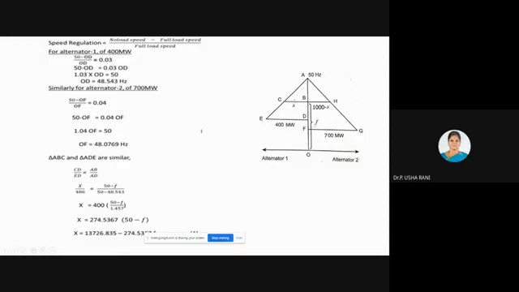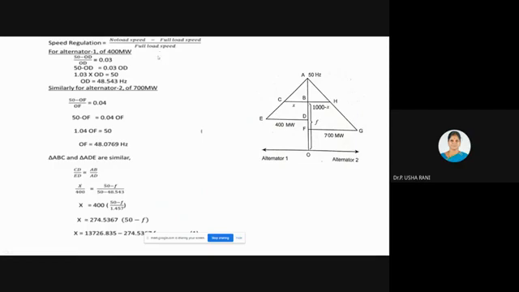Then I have to find this X, that is the load shared by alternator 1, and 1000 minus X, the load shared by alternator 2. First you use the formula of speed regulation, which is no load speed minus full load speed divided by full load speed. In the question they have given the no load speed as 50 Hz.